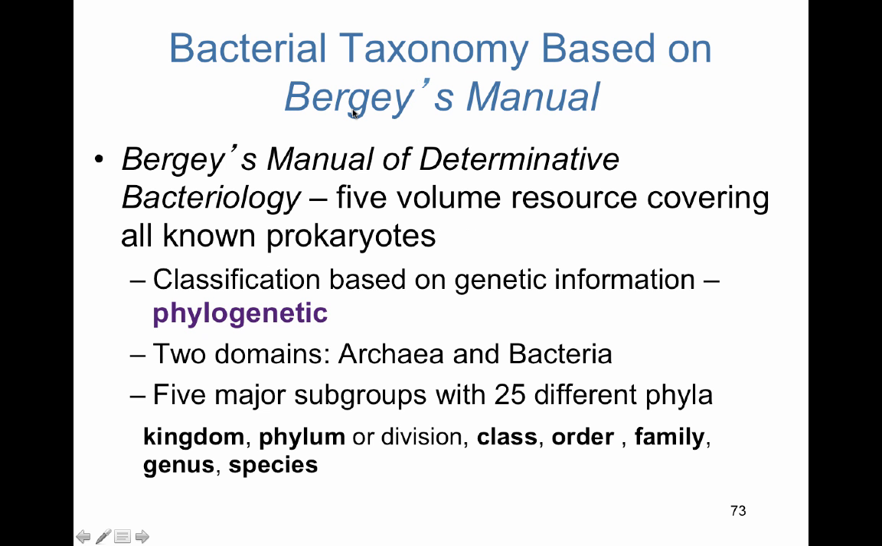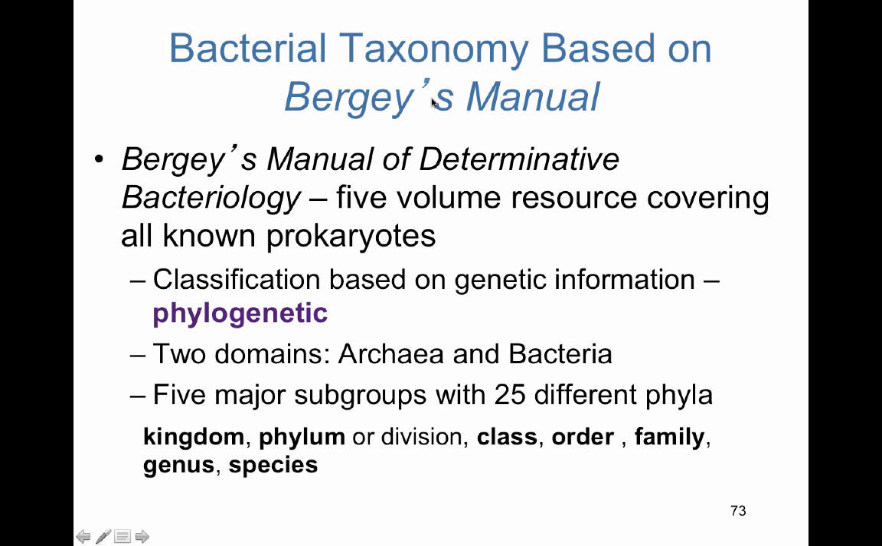Now, you can refer to this manual, Bergey's Manual. This has 5 volumes covering all known prokaryotes. And the definitive characteristic that is used for classification of bacteria is the genetic code. So we actually look at the ribosomal RNA sequence, and then we're able to place specific bacteria on this phylogenetic tree. And all prokaryotes fall into either the Archaea domain or the Bacteria domain. And there's 5 major subgroups within 25 different phyla.